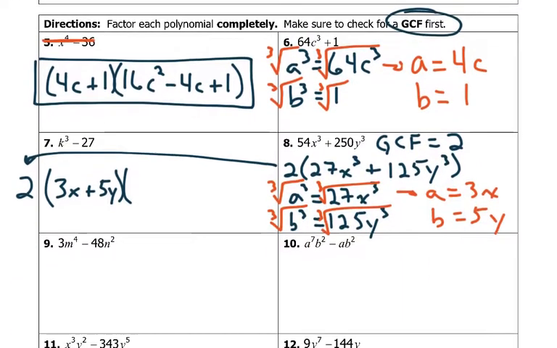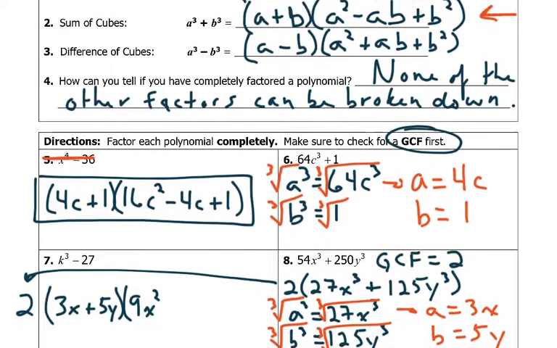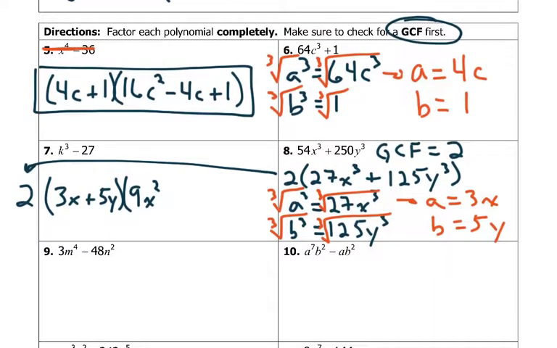A squared is 3 squared is 9x squared. Multiplying, all right, so we have minus a times b. 3x times 5y gives us 15xy, and that's minus 15xy. And then finally we have b squared. B squared is 5y, so it's 25y squared, plus 25y squared. Last thing we always have to do is double check to make sure there's nothing else that can be factored. In this case it cannot, so we're going to box our answer.